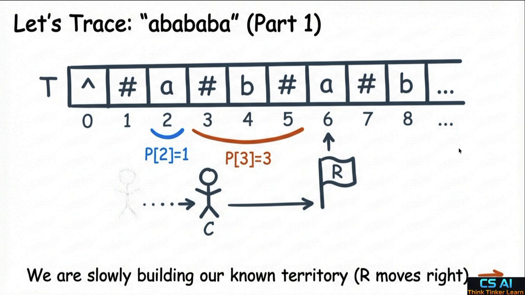Notice the stick figure representing C moving right as R moves forward. Our known territory expands. At this stage, every time we move i, we are constantly updating our bounds. We are doing work here, but notice that we are only ever pushing R to the right. We never move backwards, and we never recheck characters that are already safely behind us.